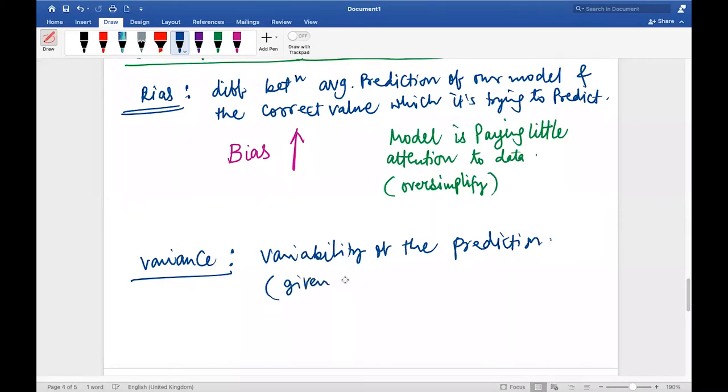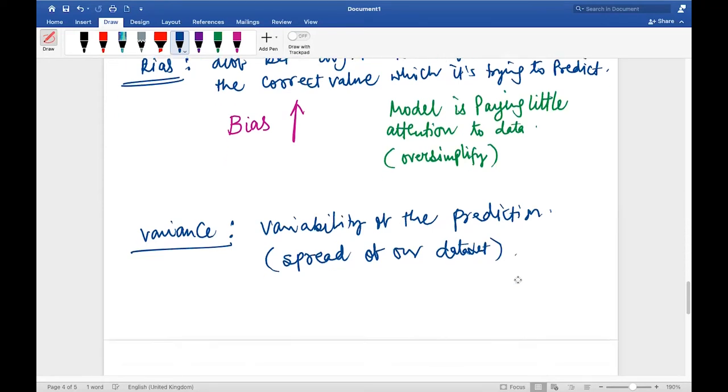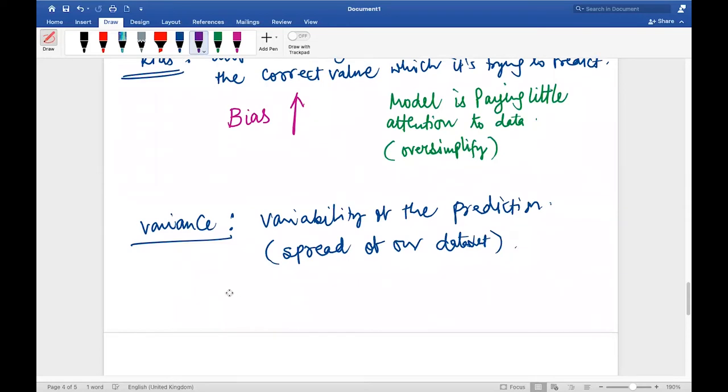So for a given data point, you might get confused, so I'm just writing that it gives the spread of our data set, right? Yes or no? This is what we know variance for, right? Now, what does a high variance mean? So if the variance is high, what it means is the model pays a lot of attention to training data.